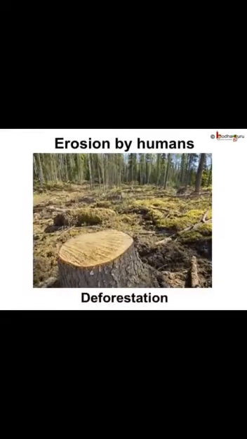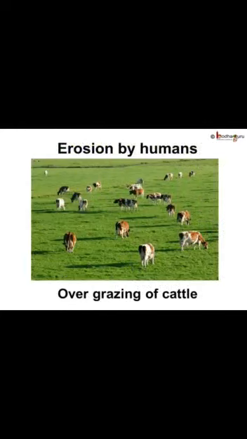Soil erosion is also caused by human action. One such action is cutting down of trees. This is called deforestation. The roots of the plants hold the soil. The protection to the soil by roots of the plants is removed, so soil gets easily eroded by the wind or the water. And what about animals?